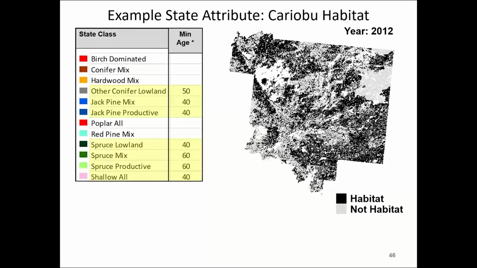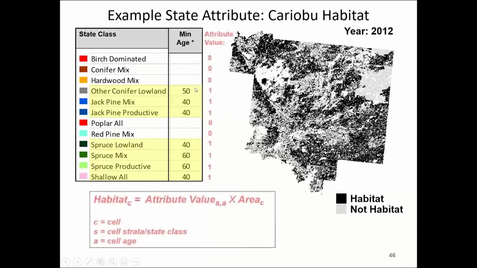So this is an example of caribou habitat in the boreal forest, where caribou, for their winter habitat, need conifers, old conifer essentially. That's what they need. So this is showing that these are the cells in this landscape that are in these conifer state classes, and these minimum ages are greater. So that's the formula we have.